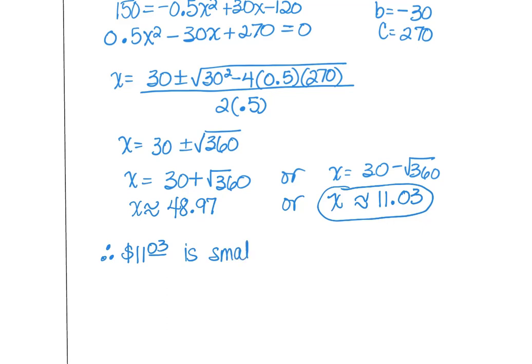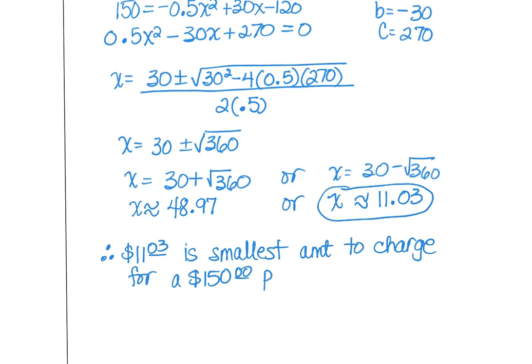That's an expensive box of cookies. That's the smallest amount to charge for a $150 profit on the fundraiser. That finishes lesson 7 in chapter 4.